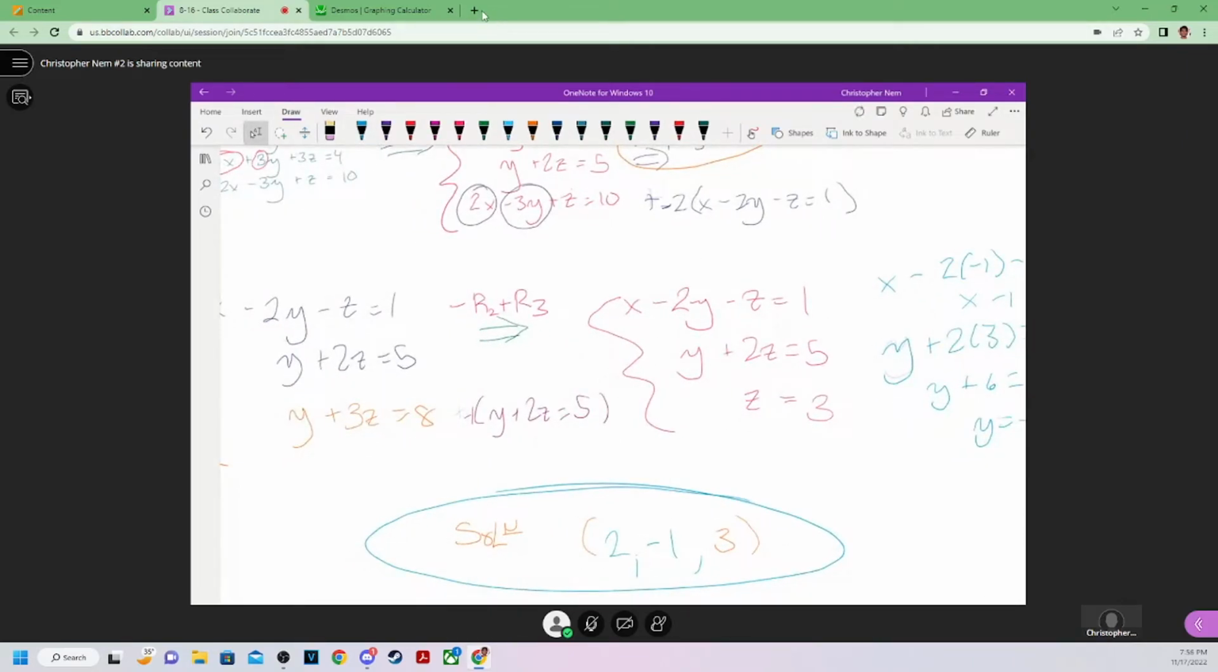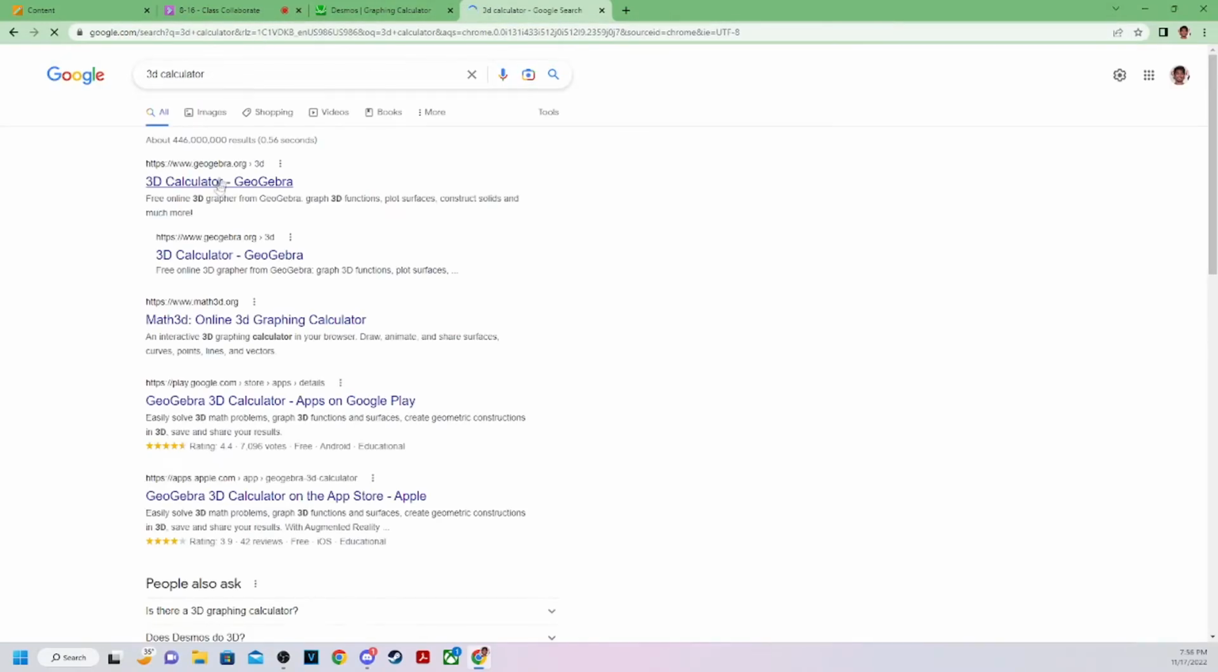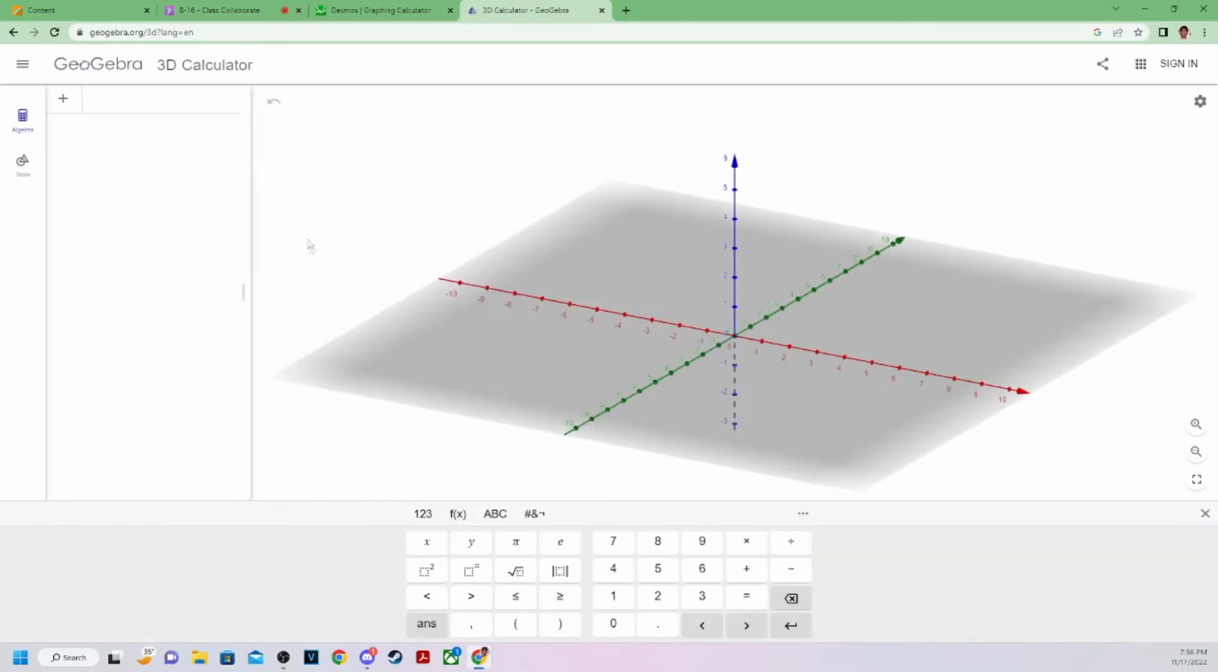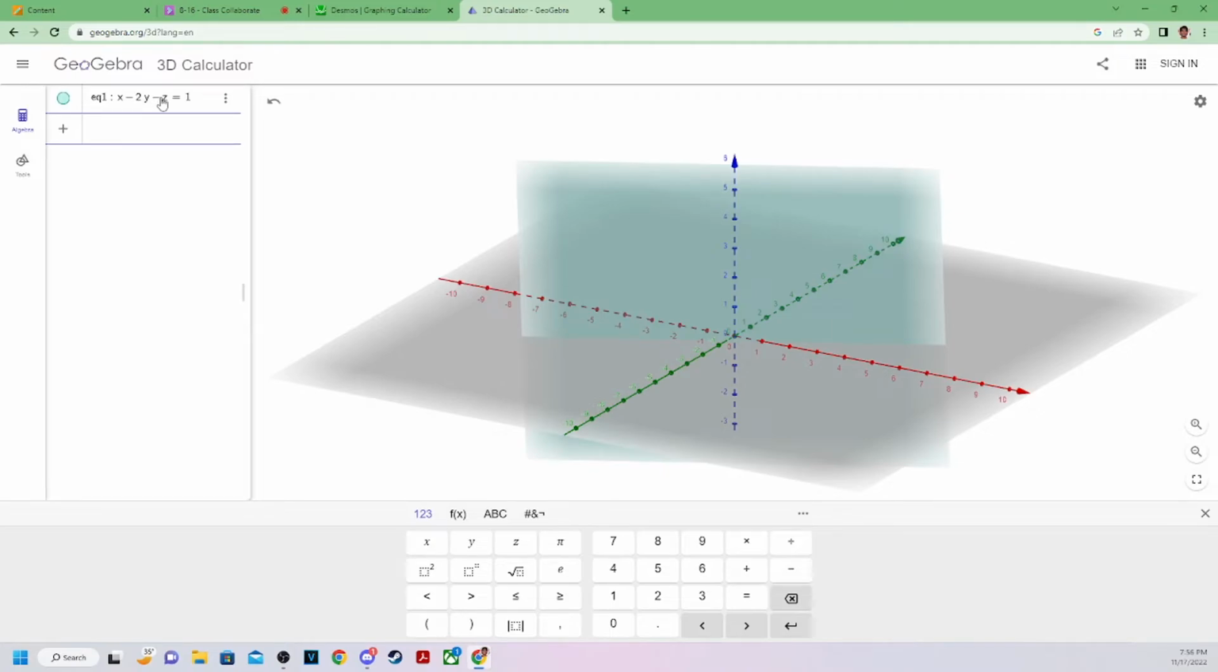Let's take a look at that graphically. Now, I can't use Desmos because I don't think Desmos does 3D calculating, so let's look at GeoGebra. GeoGebra is a very good site to just visualize this. It doesn't do the calculations for you, but you can visualize a lot of stuff together. So our equation was x minus 2y minus z equals 1. And then the second equation was negative x plus 3y equals 4. This is the original system. And then the final one is 2x minus 3y plus z equals 10.